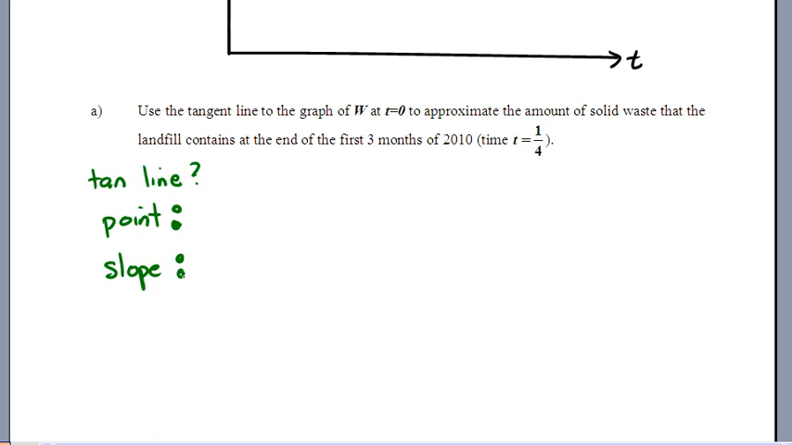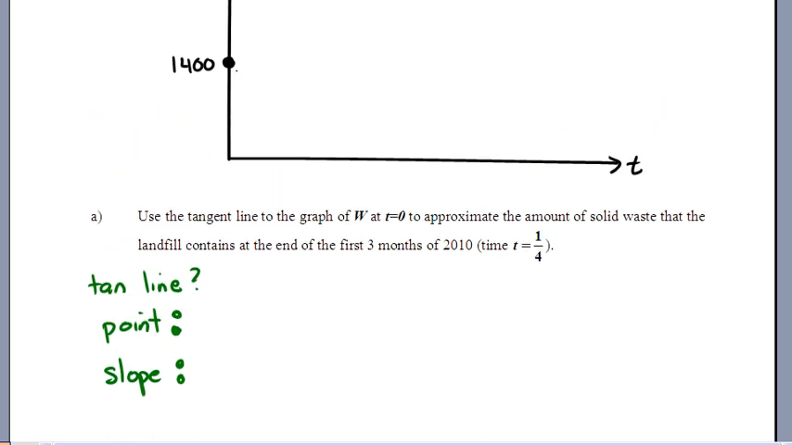Okay, well, they're starting us off with t equals 0. So they're putting us right at the beginning. Okay, there's the point. It's 0 and 1,400. So that's good. Time is 0. The waste is 1,400.